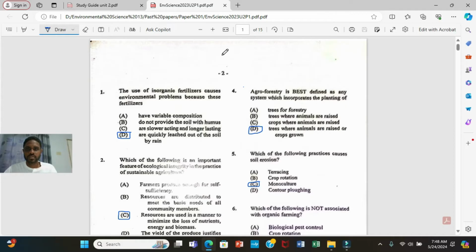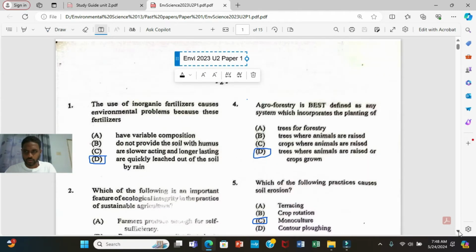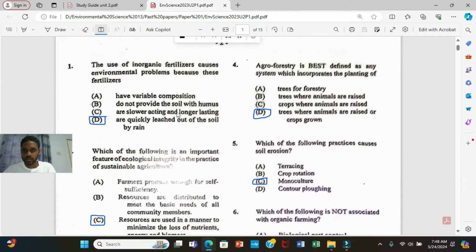All right. So this is the Unit 2 2023 past paper. Number one goes: the use of inorganic fertilizers causes environmental problems because these fertilizers... and the answer is B, they are quickly leached out in the soil by rain.